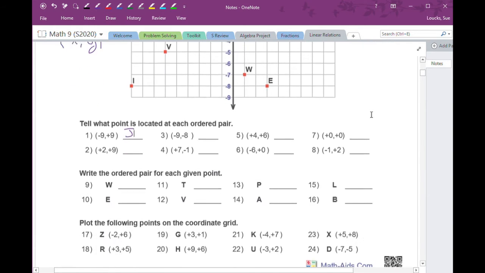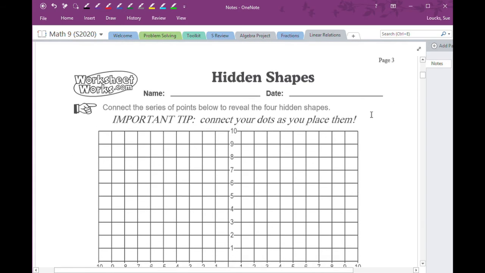But before I leave you, let's just take a look at the next page, please. Read this important tip. Connect the dots as you place them. I can't tell you how many students I've seen put all the dots in and then look at them and go, how am I supposed to find a shape here? There's just a bunch of dots on the page. Connect them as you go. All right. You can pause the video here and come back when you've finished these two pages and check that your answers are right.